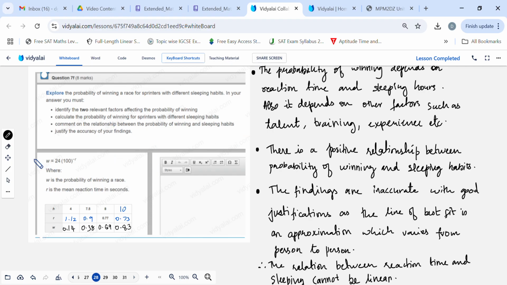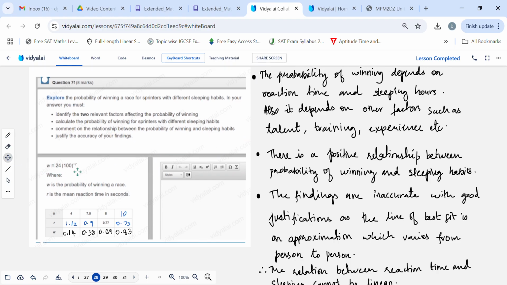So from this formula, we can identify that the probability of winning basically depends on the reaction time as well as the sleeping hours. Also, it depends on other factors such as talent, training, experience of the sprinter, etc. And we have already completed the table, and also we can see that there's a positive relationship between the probability of winning and sleeping habits, because as the sleeping time increases, the probability of winning also increases.